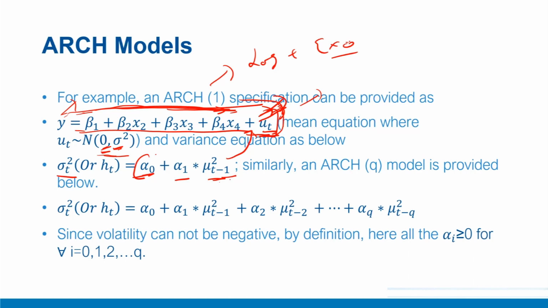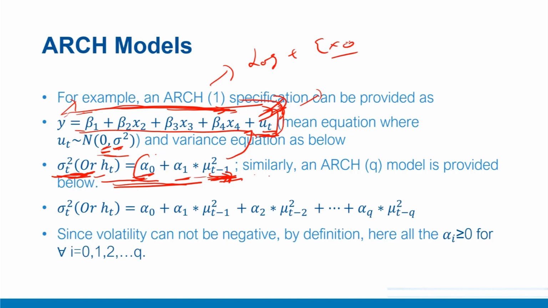And now this mu t will be used to model the conditional variance through this formula. This is a simple ARCH(1) specification, where the estimate of the conditional variance, sigma square t, is a function of the previous period innovations, that is mu square t minus 1. I repeat again, this is a simple ARCH(1) specification where the estimate of volatility is a function of its immediate previous period innovation or information shocks or residuals, that is mu square t minus 1. This is the ARCH(1) specification.